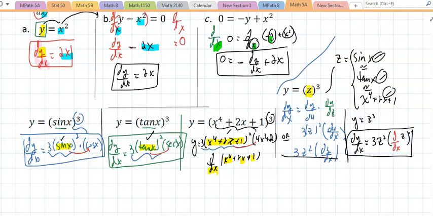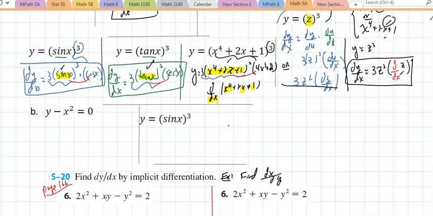So, if z happened to be a sine, take a derivative of sine with respect to x. If z happened to be a tangent, take a derivative of that with respect to x. And if it happened to be x to the fourth plus 2x, take a derivative of that with respect to x. So this is one way. A student showed me a trick that I want to share with you.